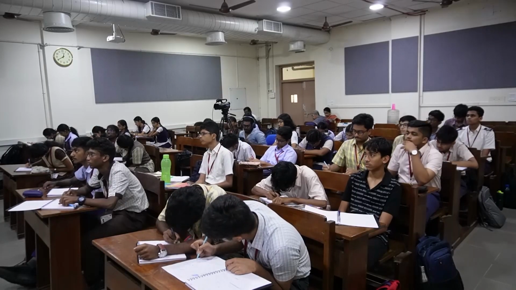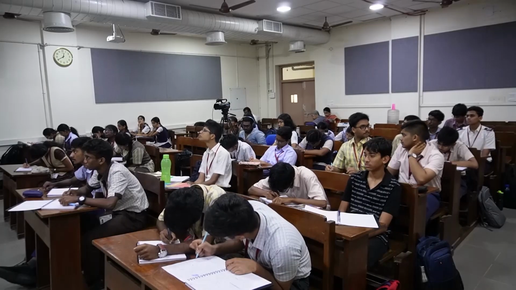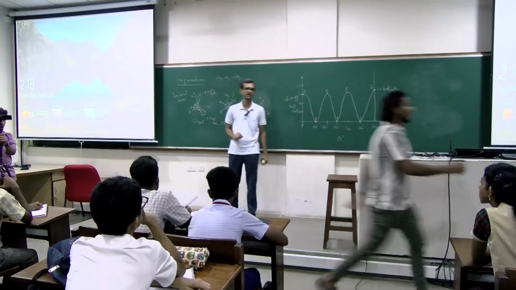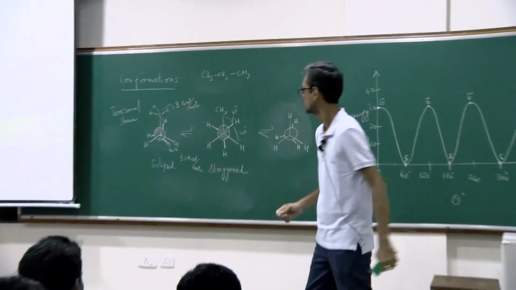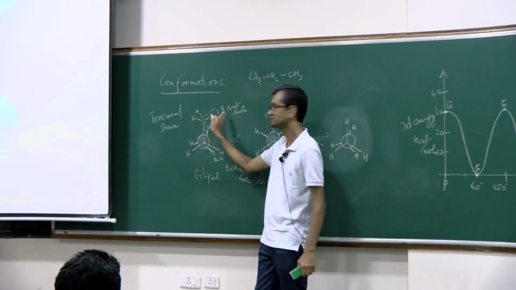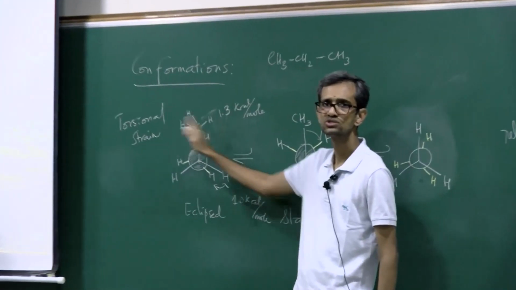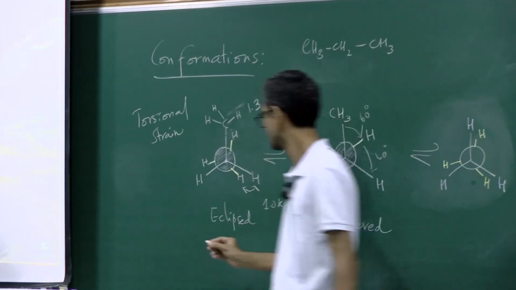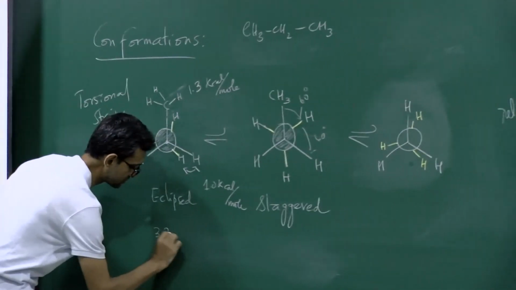Now, how do you compute the eclipse energy? Can you do that? How many hydrogen-hydrogen eclipsing interactions are there? So here 1 kilocal, here 1 kilocal. You will add this also 1.3. So all put together, it will be 3.3 kilocal per mole.